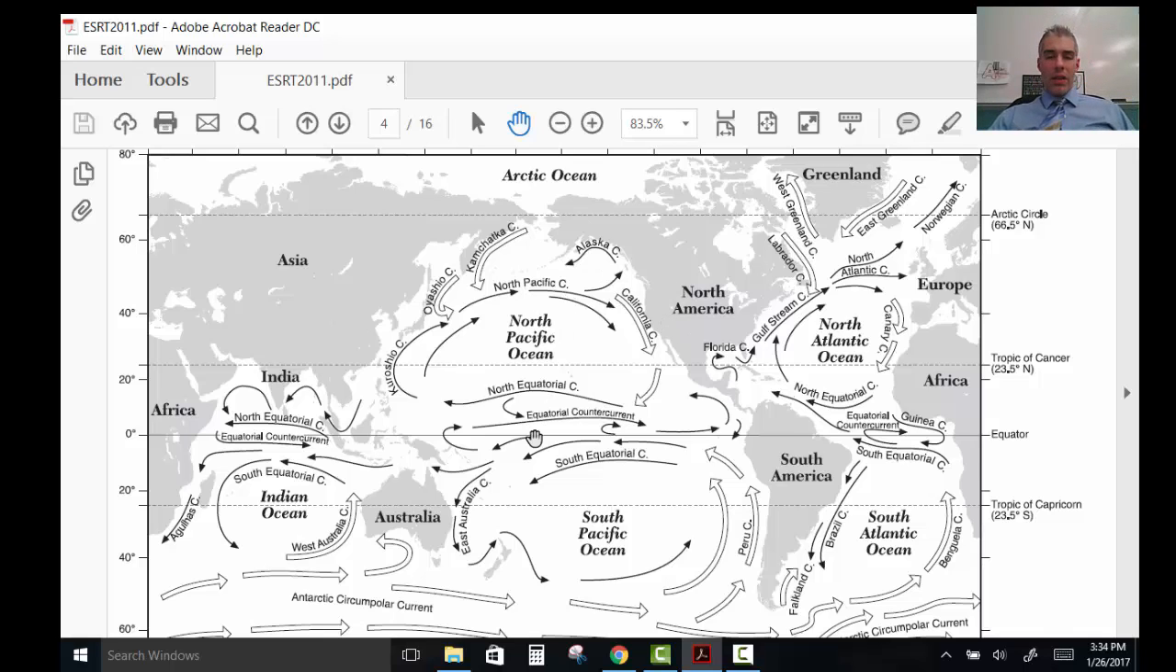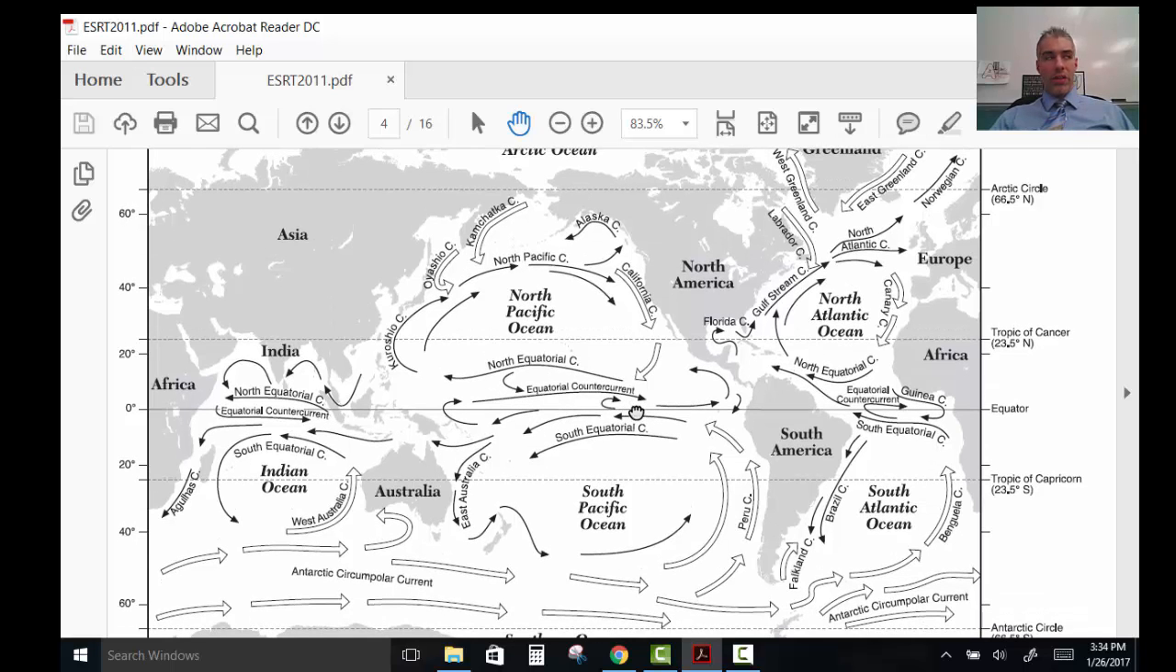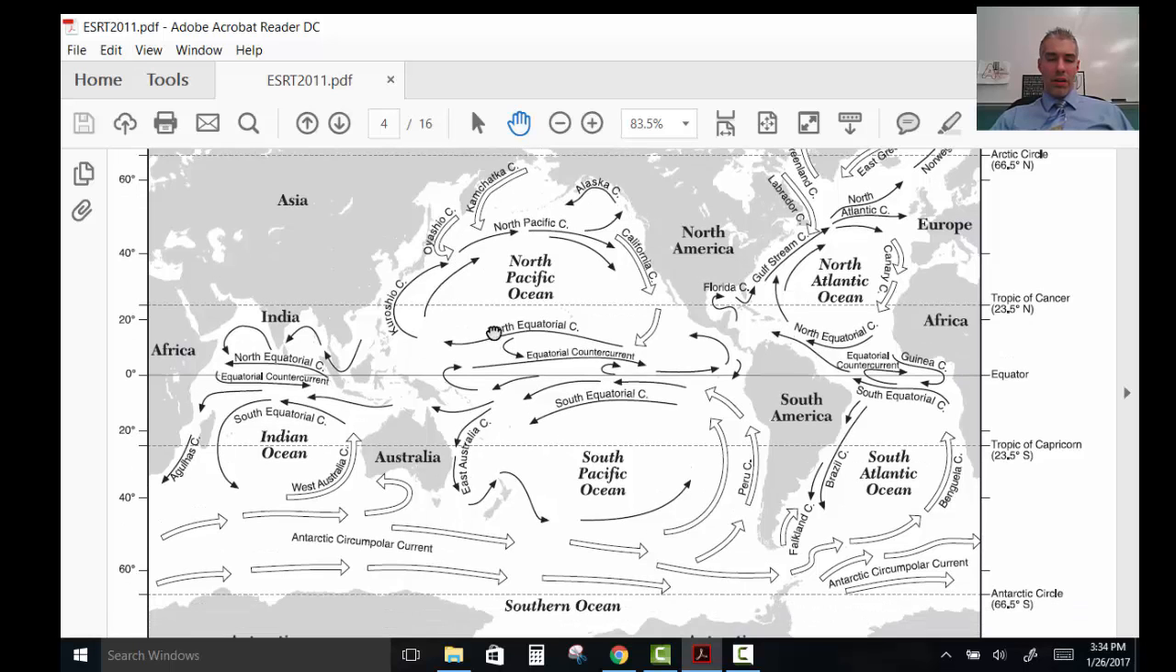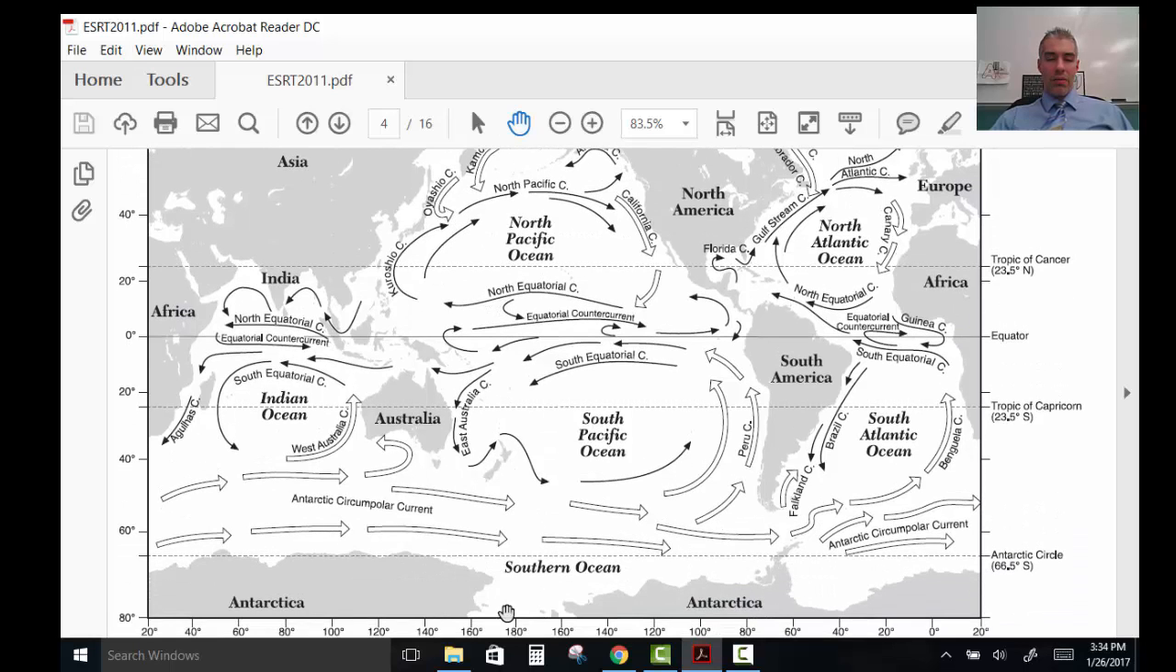Okay, so the easiest thing to recognize here is, as I said, the warmer currents originate near the equator. The colder currents tend to originate more towards the poles. So you can see this current up here and down here, as well as these currents down by Antarctica.